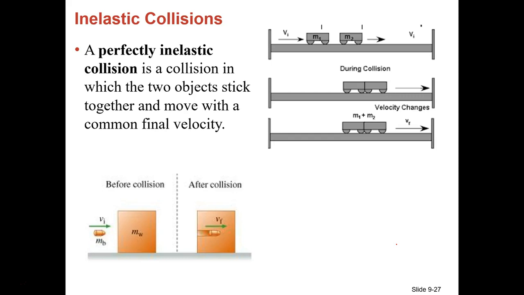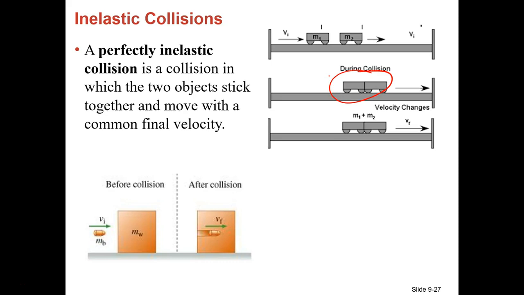However, if you have a perfectly inelastic collision, that is when the two objects stick together and they move with a common final velocity. So like in this case here, when the two cars stick together perfectly, they don't bounce off each other at all, but they stick together and roll forward with one final velocity. That would be a perfectly inelastic collision.